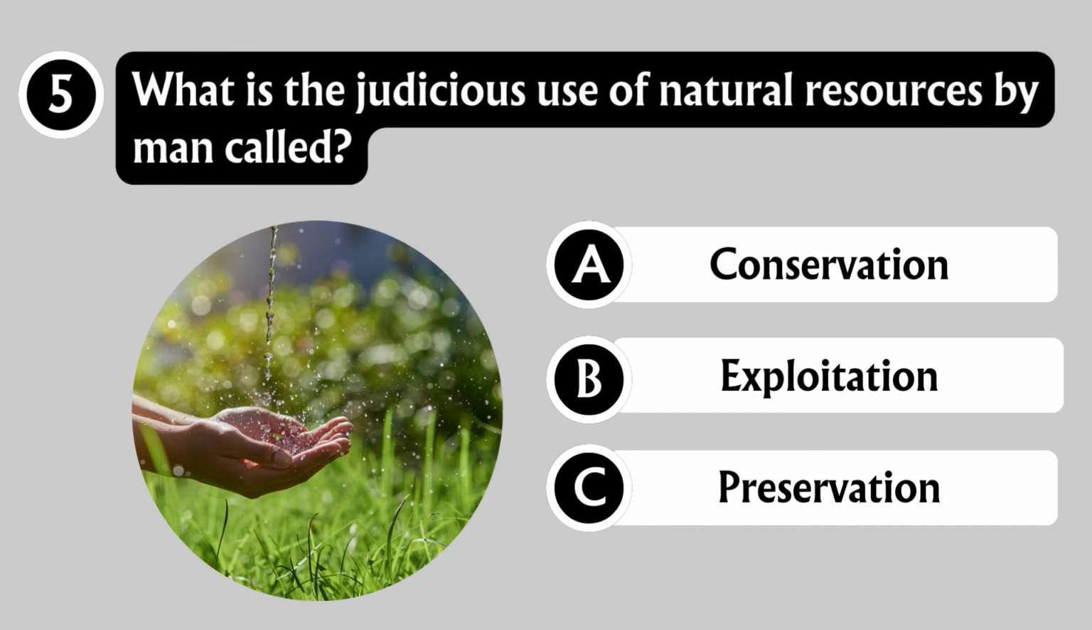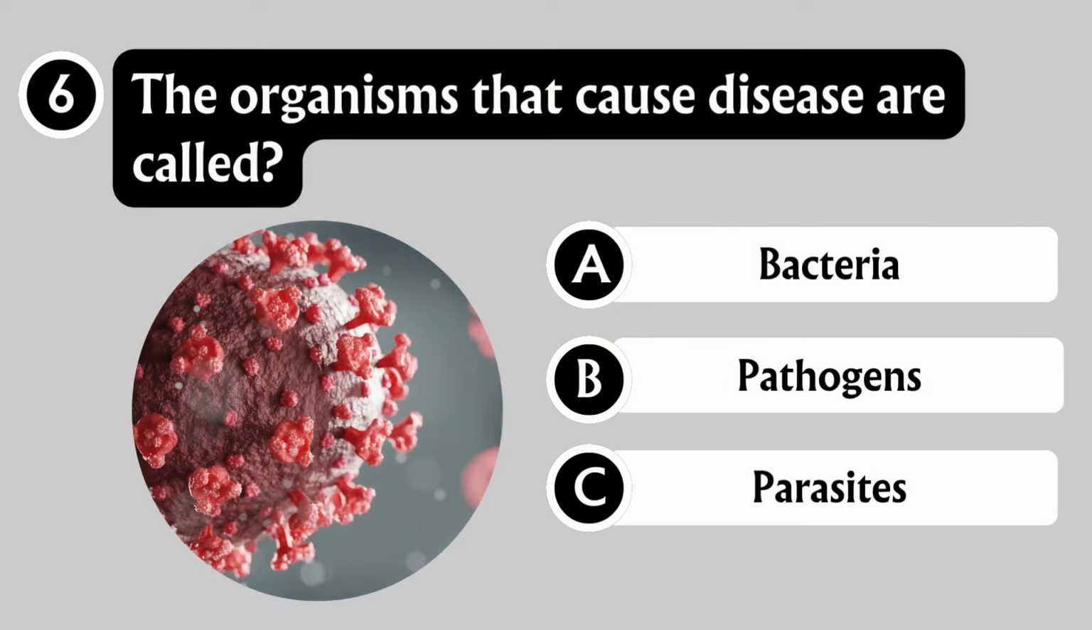What is the judicious use of natural resources by man called? Conservation, exploitation, preservation. Conservation. The organisms that cause disease are called? Bacteria, pathogens, parasites. Pathogens.